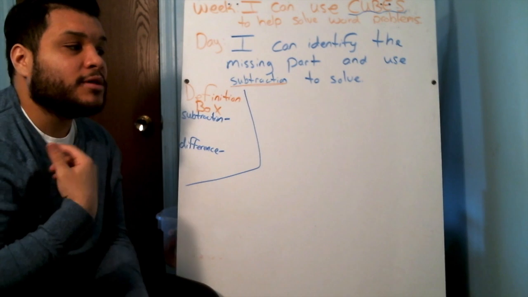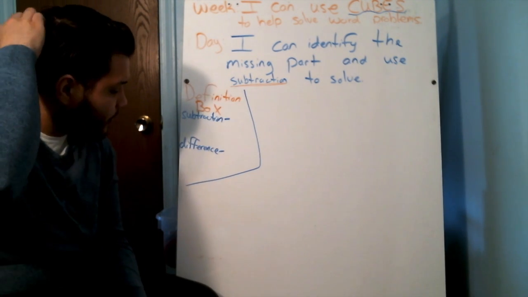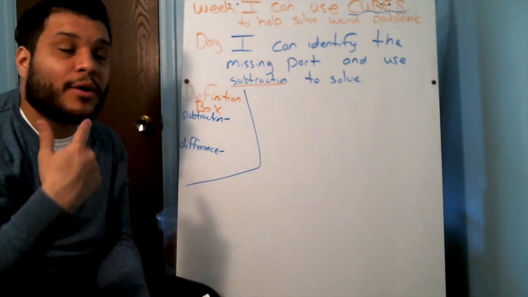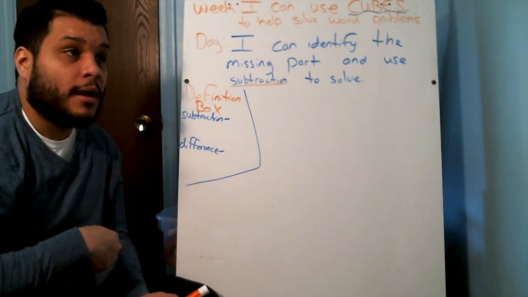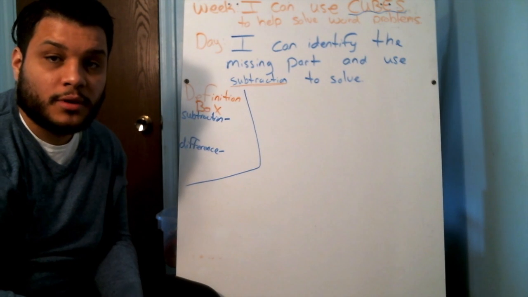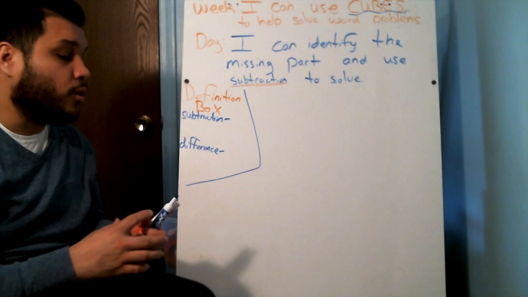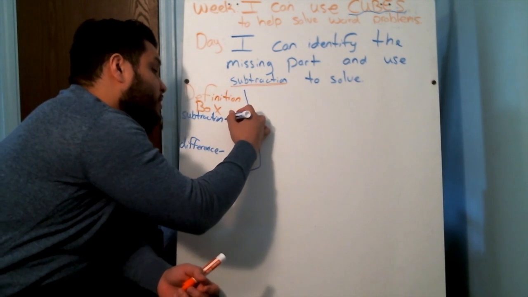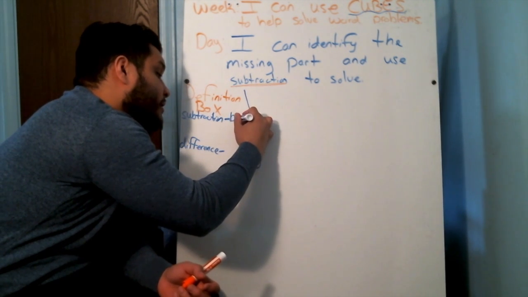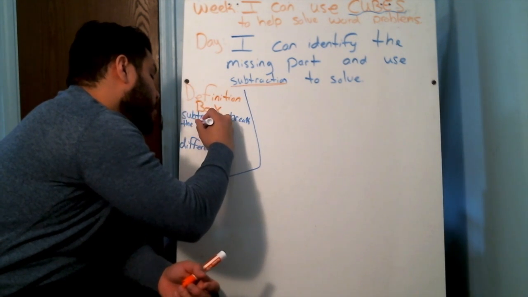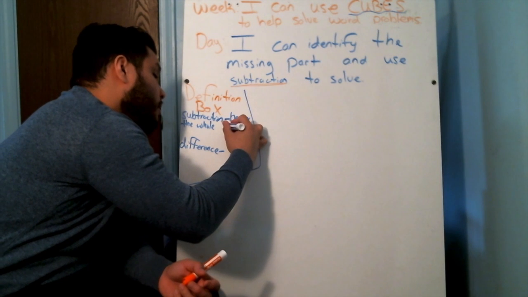If I were to define the word subtraction, I would think about the formula, just like we did when we did addition. Now, our formula for addition was part plus part equals whole. Well, subtraction is when you break the whole apart. So subtraction is when you break the whole apart.